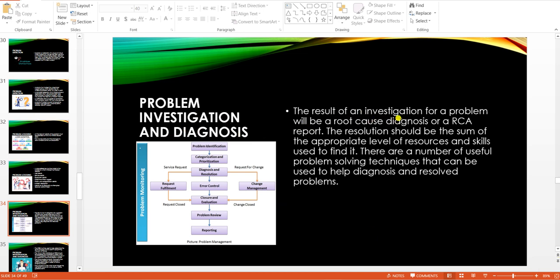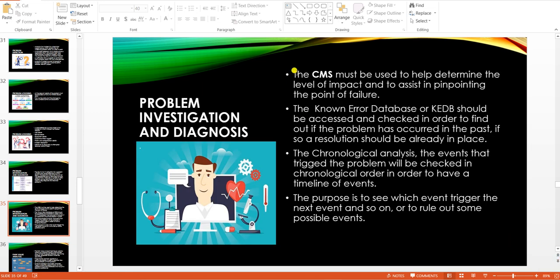Also, on the next slide, we've got problem investigation and diagnosis. The result of an investigation for a problem will be a root cause diagnostic or a root cause analysis report. The resolution should be the sum of the appropriate level of resources and skills used to find it. There are a number of useful problem solving techniques that can be used to help diagnose and resolve problems. And also on the next slide, we've got the CMS, which must be used to help determine the level of impact and to assist in pinpointing the point of failure.